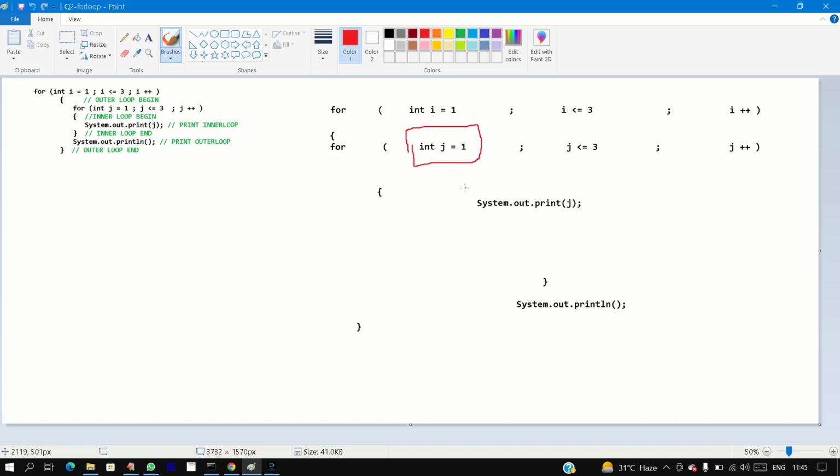j is equal to 1. We are initializing that j is equal to 1. Okay. Initialization is being done. Now we are moving to the condition. 1 less than or equal to 3. Condition is true. Remember this thing, j is 1. Fine.